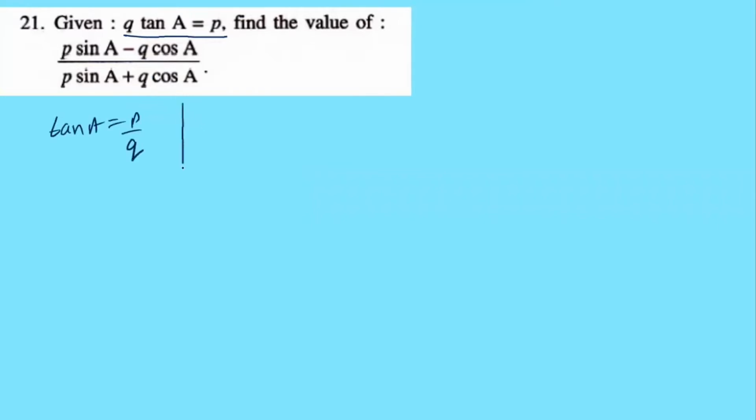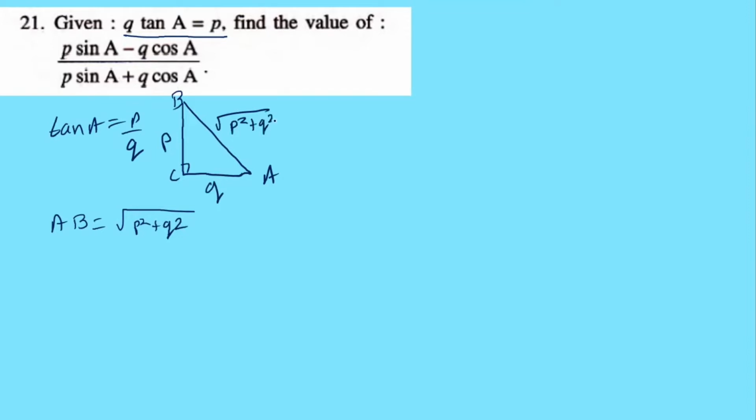So let us draw a right triangle where A is an acute angle. Let this be B and C, the two vertices. Now tan is opposite by adjacent, so this is P and this is Q. Let us find AB by Pythagoras theorem. So you get AB is equal to square root of P square plus Q square.